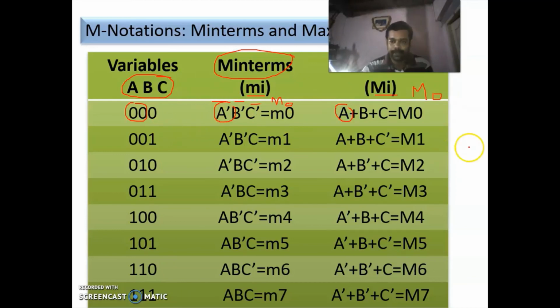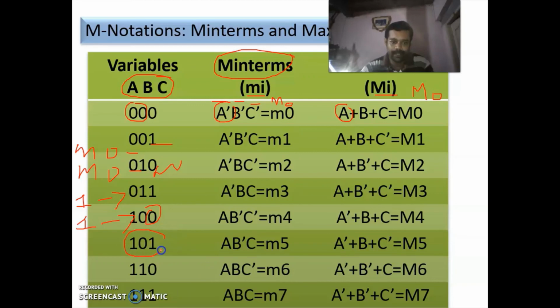So in a min term, for 0 you have to complement. For a max term, for 0 you have to uncomplement, no need of complement. But for a min term, for 1 you have to take the true form, and in a max term, for 1 you have to take the complement. Just reverse. Okay, so this is how to write the min terms and max terms.